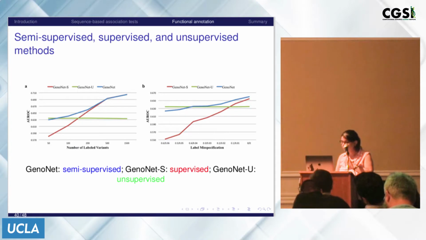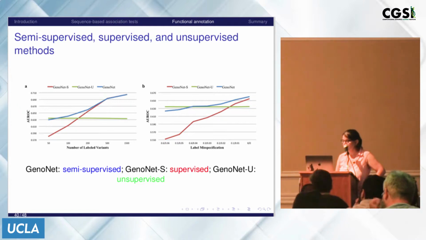So when the number of labeled variants is small, basically the supervised approach, shown in red, is doing worse than a fully unsupervised approach like FUN-LDA. As the number of labeled variants increases, the supervised approach becomes better than the unsupervised approach. And you see that the semi-supervised approach, shown in blue, is actually doing pretty well across the different scenarios here.